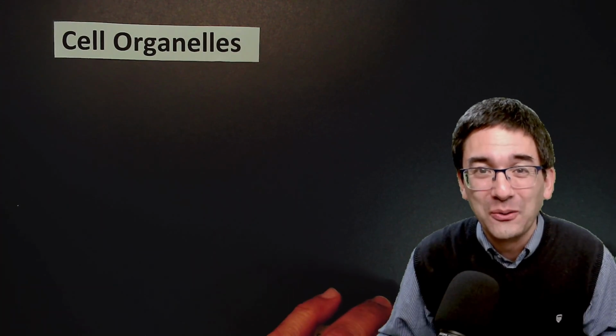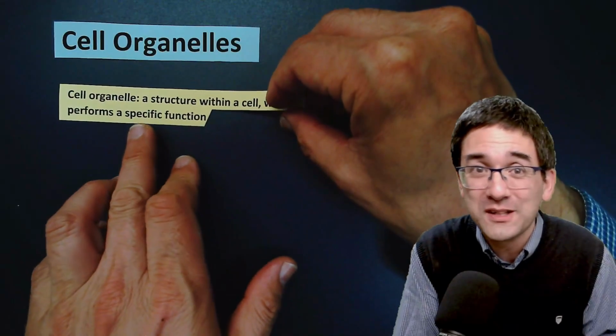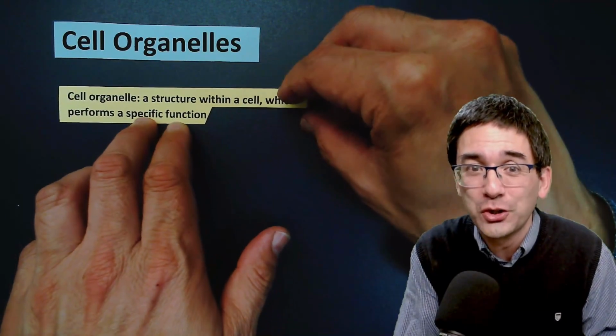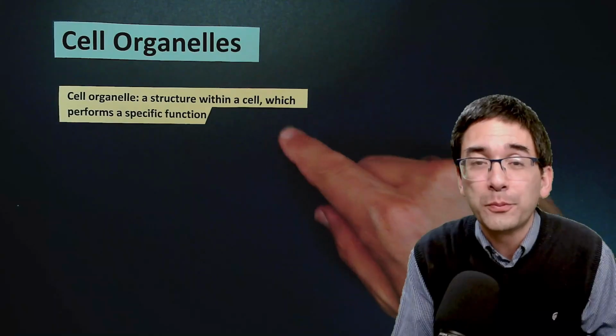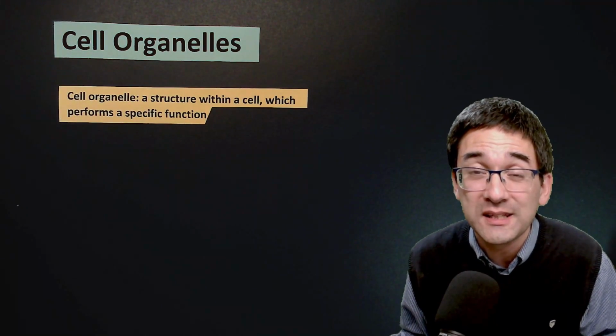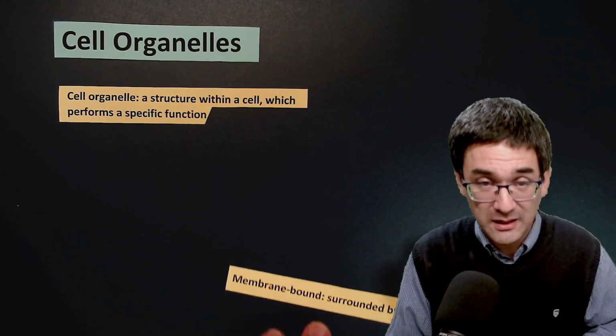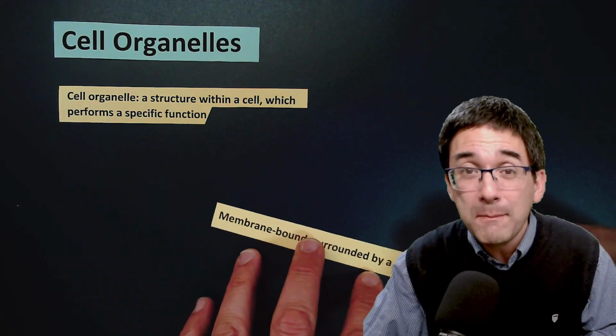Okay, so what are cell organelles? Well, I've got a nice definition over here. A cell organelle is a structure within a cell which performs a specific function. So some kind of a structure in a cell. In many cases, you can see them under the microscope. And many of the cell organelles are membrane bound.